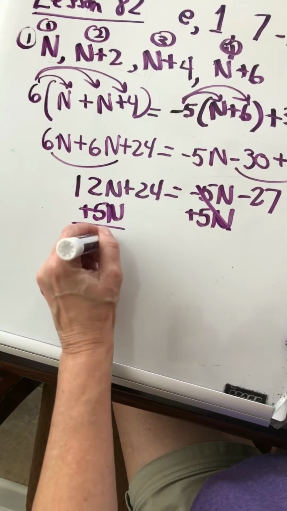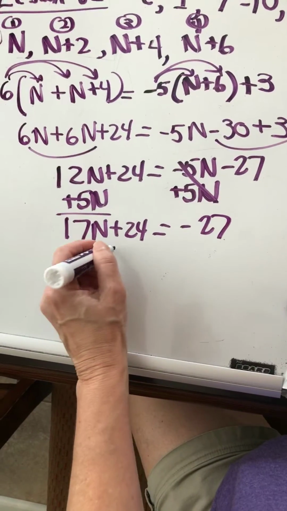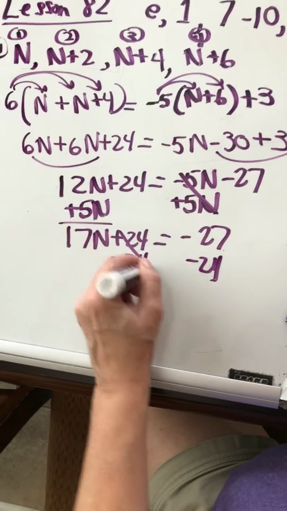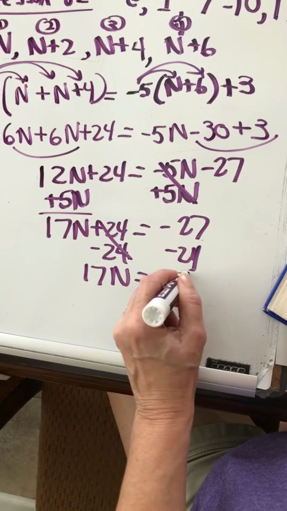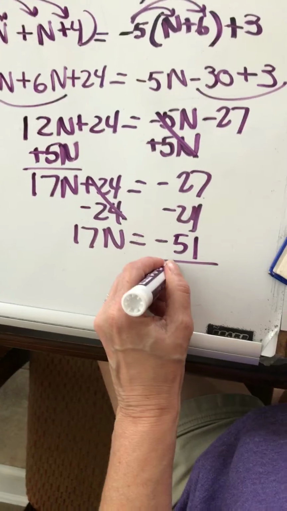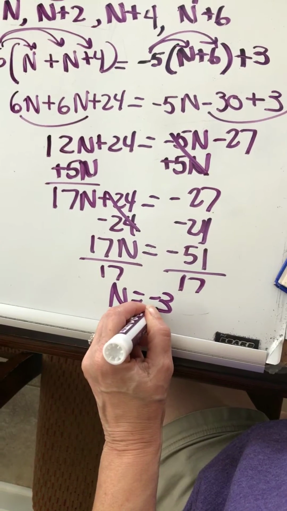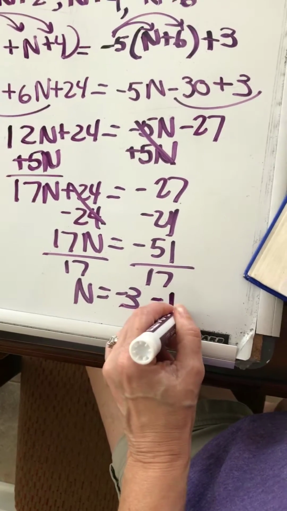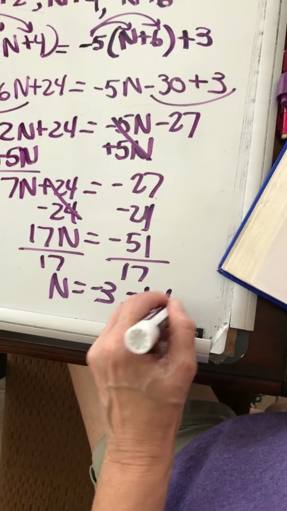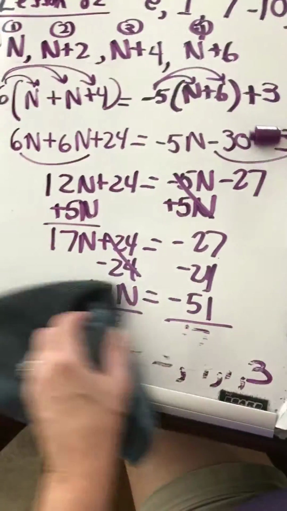And I'm left with 17n plus 24 equals -27. I'm going to subtract my 24 on both sides. 17n equals -51. Divide by 17 on both sides. n is -3. I'm not done. It wants 4 consecutive odd integers. So -3, -1, 1, and 3 are the consecutive odd integers. Okay? All right, next number, 7.